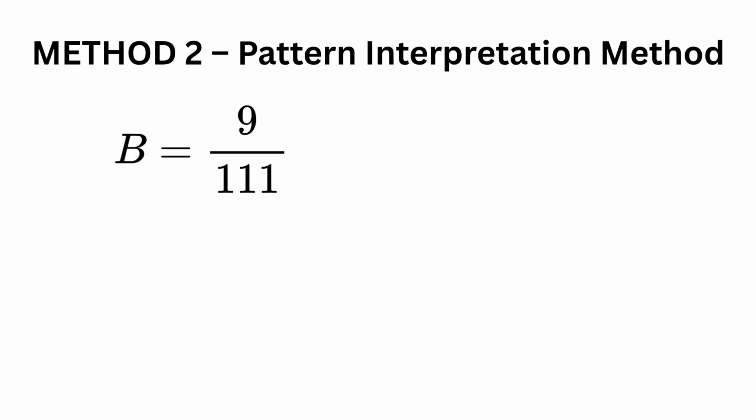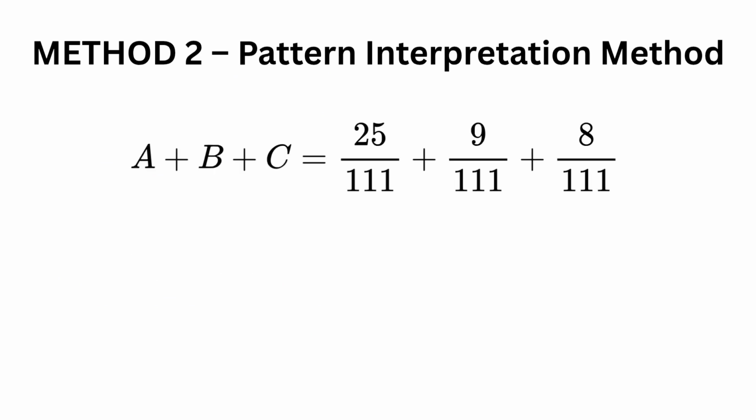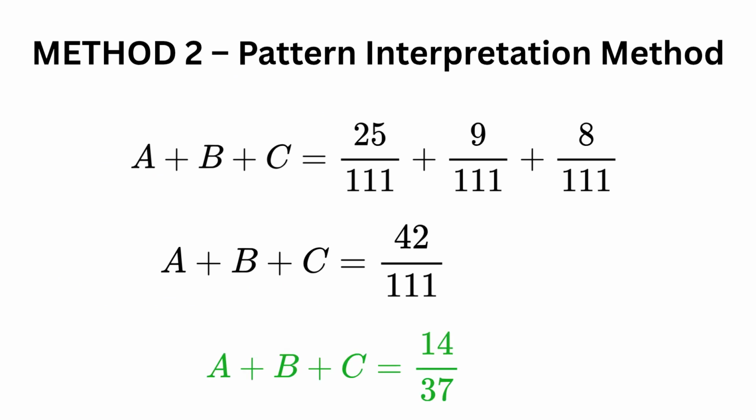Similarly, b is equal to 9 by 111. And c is equal to 8 by 111. Now add them. Now take LCM and we get 42 by 111. Now simplify, then we get 14 by 37.